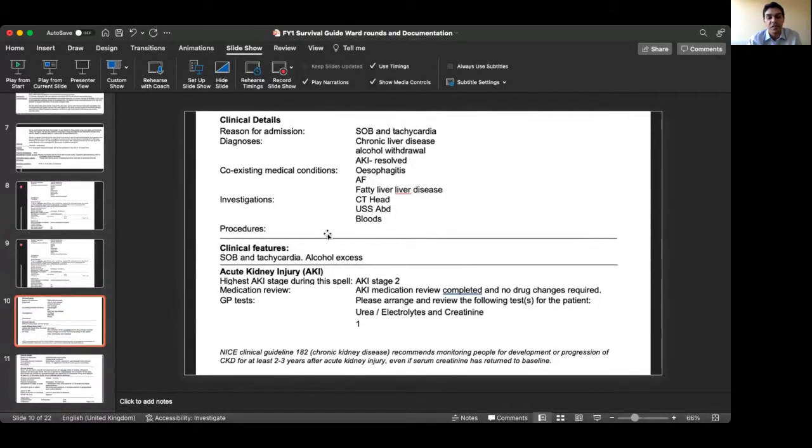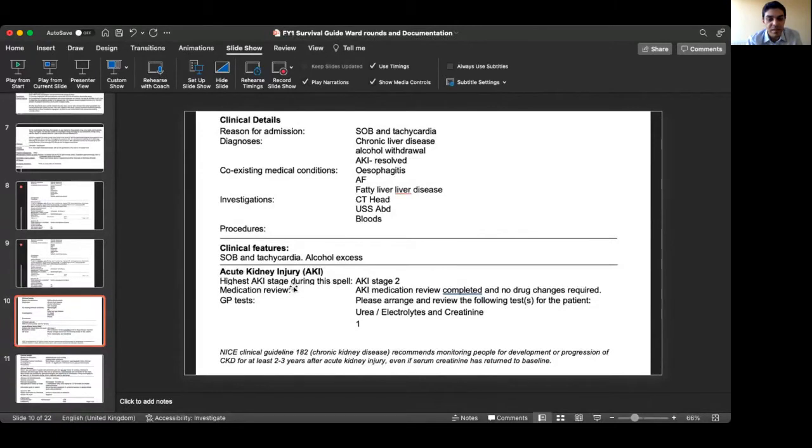In terms of investigation, they do mention what investigations have been done whilst in hospital. So this patient had a CT head and an ultrasound abdomen and bloods taken whilst in hospital. But again, they failed to mention the results of these tests, but I assume they must all be normal. Again, the procedures section has been left blank, and in the clinical features section we only have 2 sentences. So shortness of breath and tachycardia and alcohol excess. I don't really understand what they mean there. I'm sure the patient or the GP won't really understand this discharge summary either.